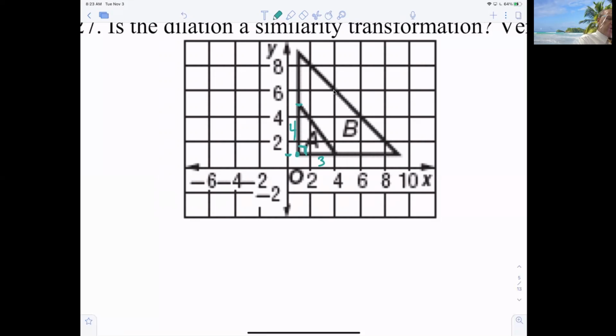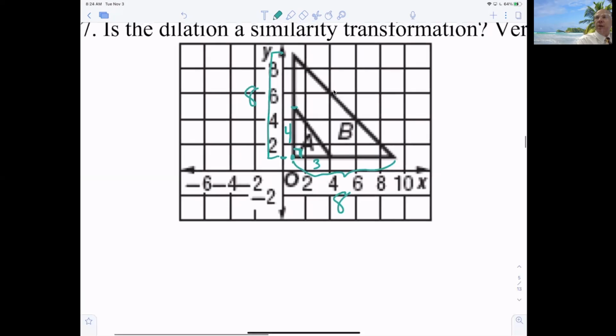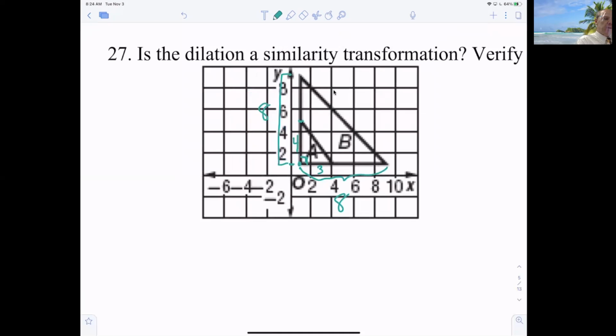Now I'm looking up here and I'm saying from here to here is how much? I think that's 8. And then hopefully this is 6. Do you agree? Hopefully it's 6. So do we have a problem? Yeah. So is it a dilation? Do you understand that? So that's no, because it's not side-angle-side similarity. Does everybody agree?